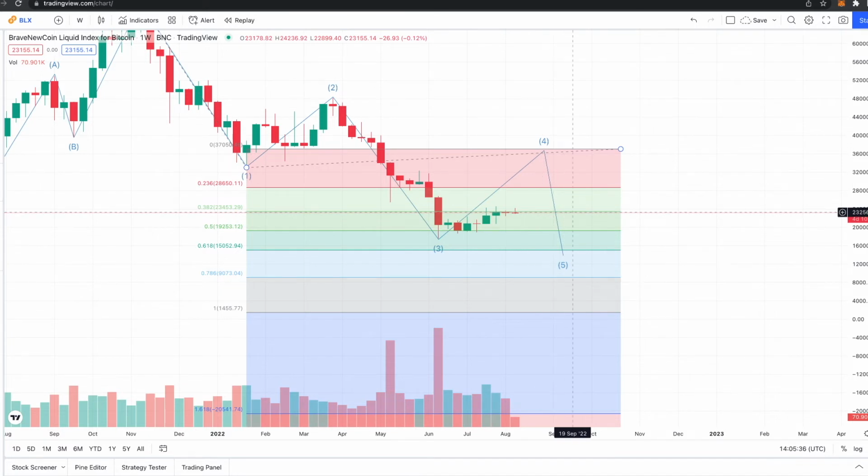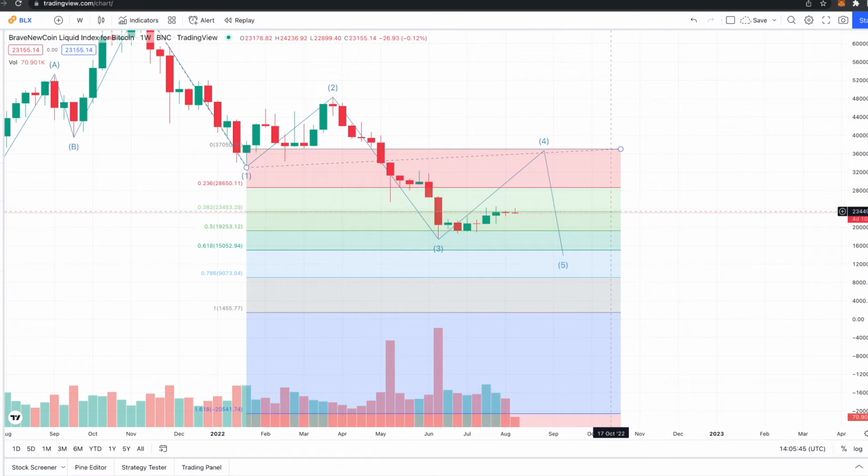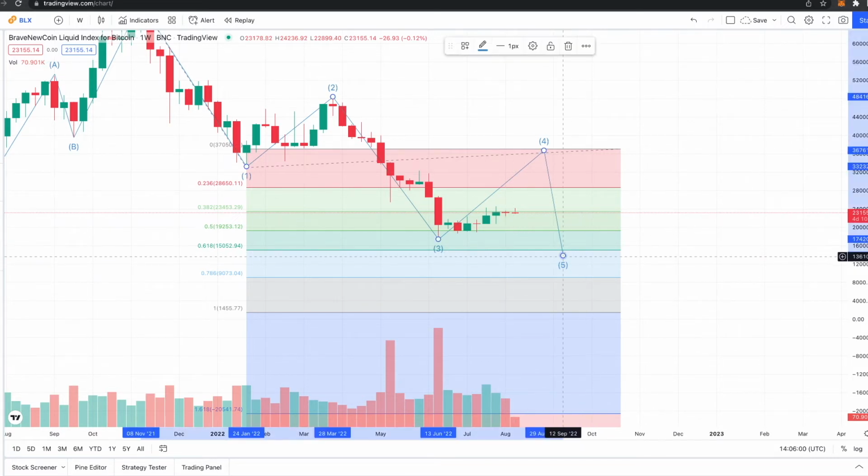0.382 is the first ratio, but that first ratio will not have gone past wave 3, so I'm going to say that's probably not likely. Next one is 0.5, and the next one after that is 0.618. Okay, so that seems likely.